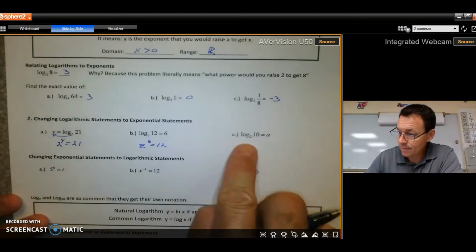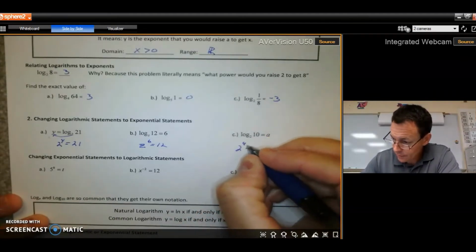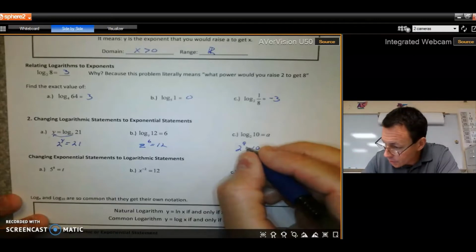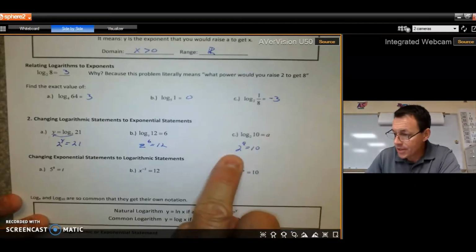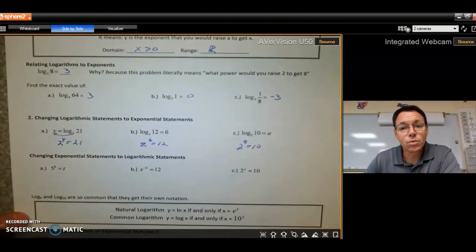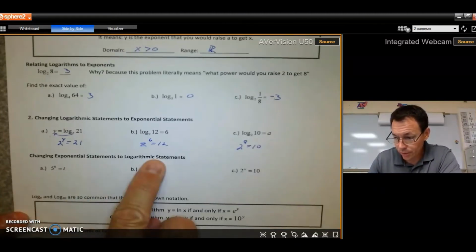For example C, 2 to the a equals 10. And you can write that as 10 equals 2 to the a power. So the direction that you're writing this doesn't matter, but this base to that power, that does matter. Okay? So what about going backwards? What about going from an exponential to a logarithm?